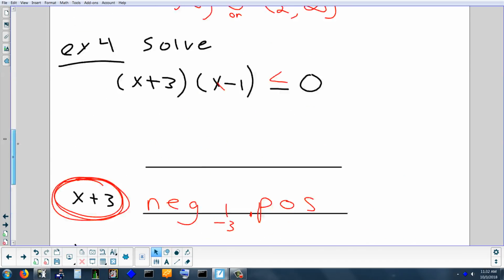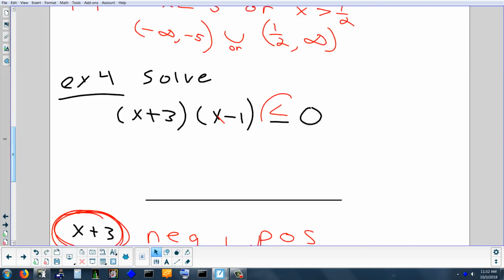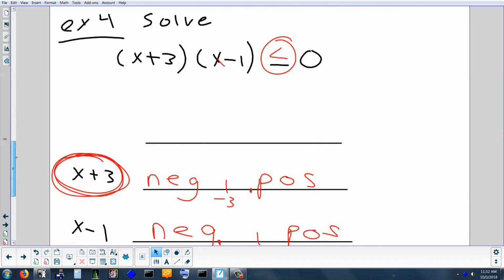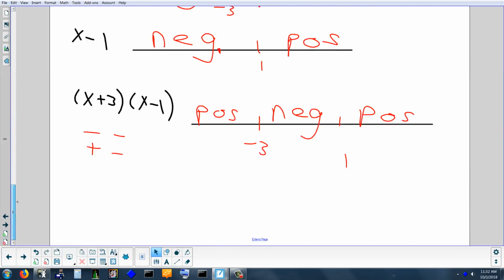Okay, so this time they want to know, where are you less than or equal to 0? Make sure we take into account the equal to. There's only one section where you're less than or equal to 0. Right there. So that's between -3 and +1.